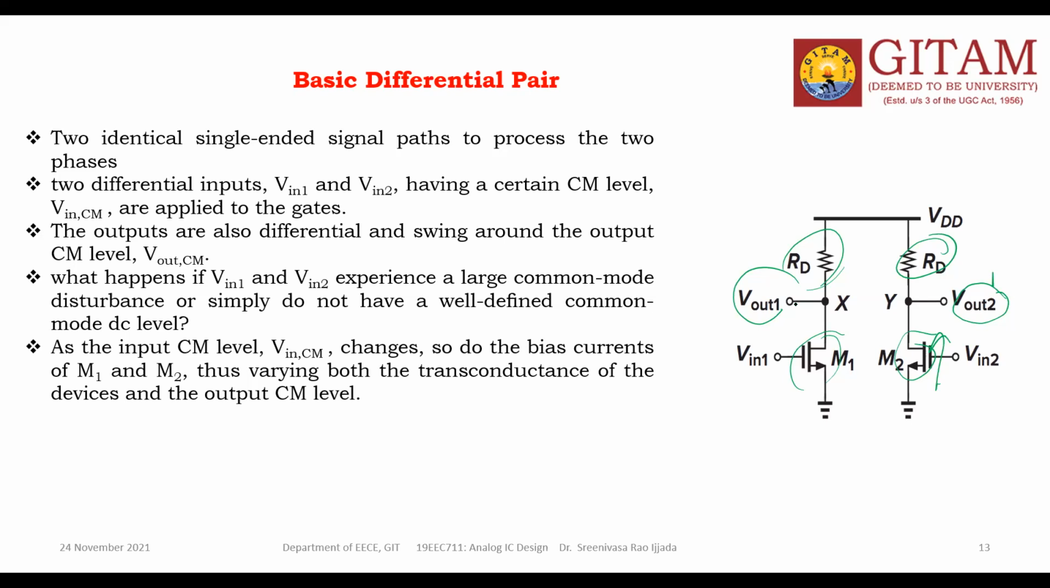So the output is also differential, centered around the output signal value V output. Definitely the input is one signal, and the output is also. I told you, you can amplify and you will get the same type of signal. Both systems have some common mode value. The input signal DC value is nothing but the input common mode value. The output signal DC value is called the output common mode. Both are important for us.